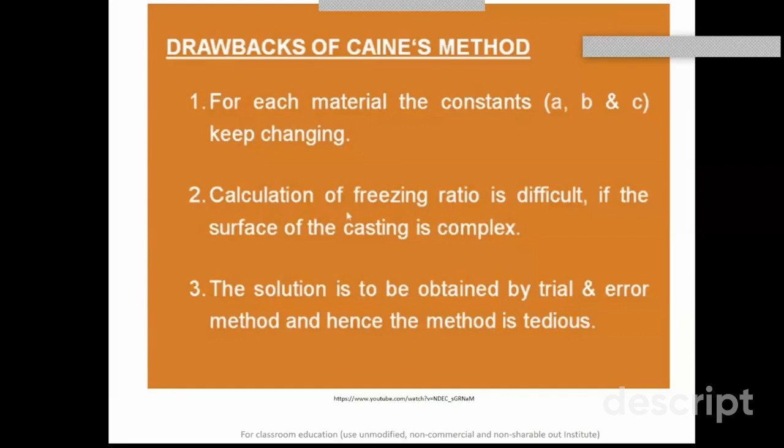Then the second drawback is the calculation of the freezing ratio. This calculation of the freezing ratio is complex, mostly in the case of a casting which has a complex geometry. There the surface area calculation is a very difficult job. So this was the second drawback.